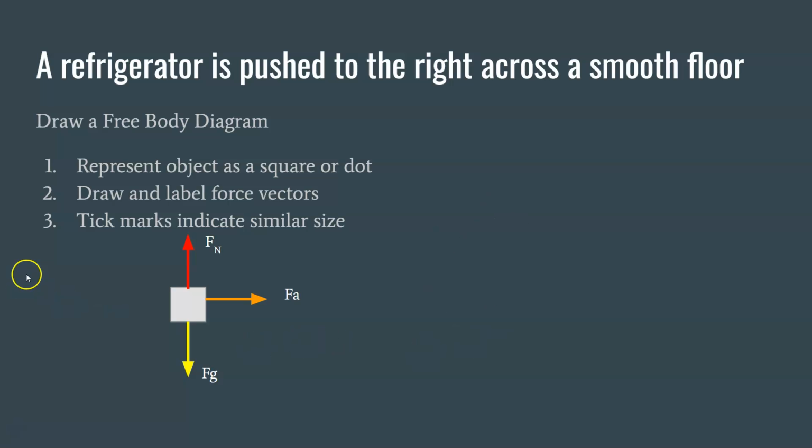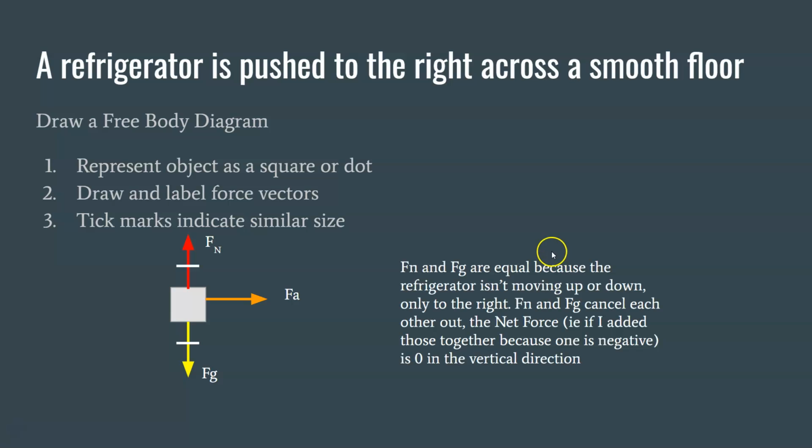Okay, that's it. We need to talk about the tick marks. Which ones are the same size? Well, in this case, because we know the refrigerator isn't moving in the vertical position, it's a normal force and the force of gravity. And so 2 tick marks, 1 on each force to indicate they're the same.